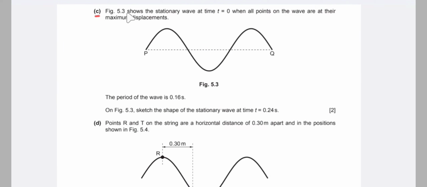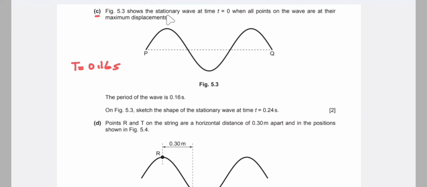For part C, figure 5.3 shows the stationary wave at time t equal to 0 when all the points on the wave are at their maximum displacement. The period of the wave is 0.16 second. On figure 5.3, sketch the shape of the stationary wave at time t equal to 0.24 seconds. So what is the sketch of the wave at 0.24 seconds?